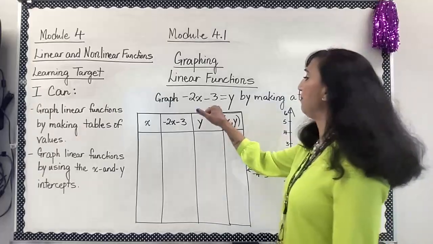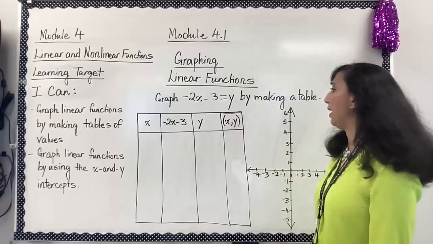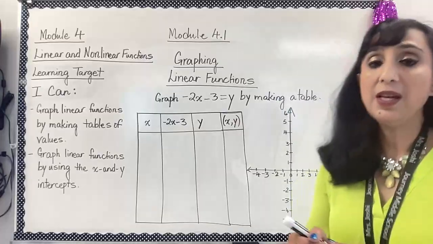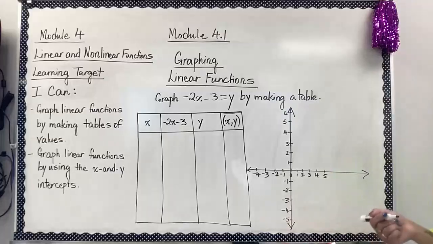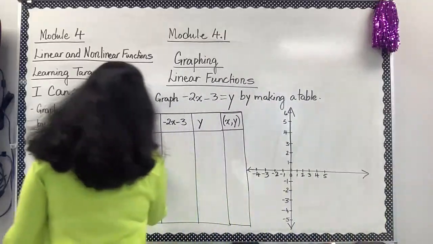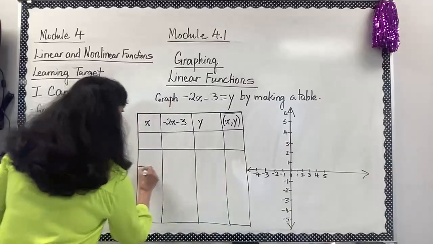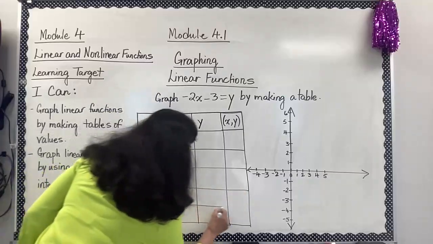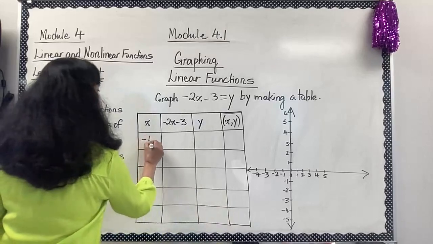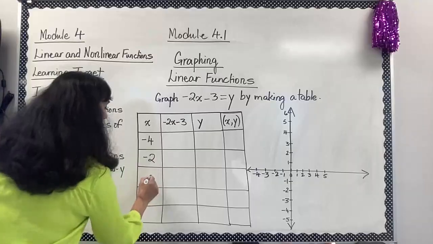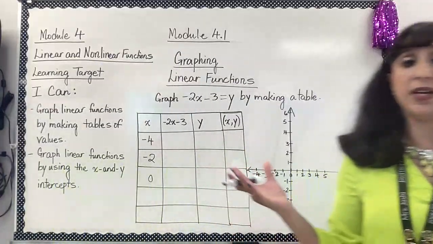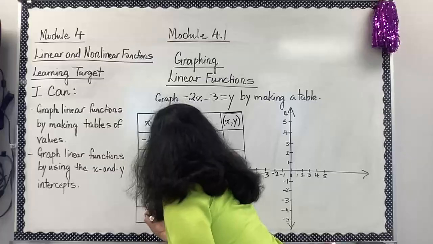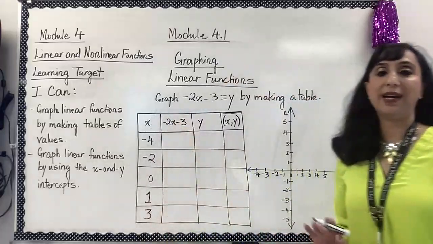It's saying graph negative 2x minus 3 is equal to y by making a table. So we always start with a table, and I'm going to give some values to x over here, and have at least 5 values so that you can see the graph plotted properly. So let's say negative 4, negative 2, I can give 0, I can go on to 1, it doesn't matter. Let's say 1, 3. So you're just giving some values to x.